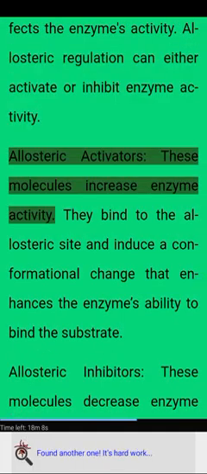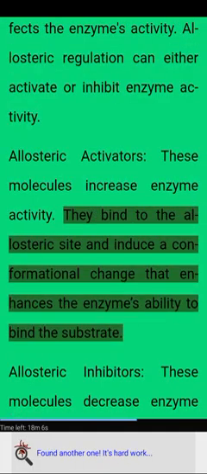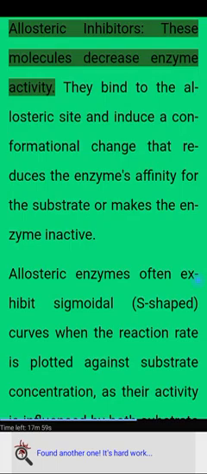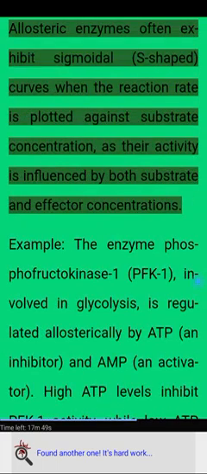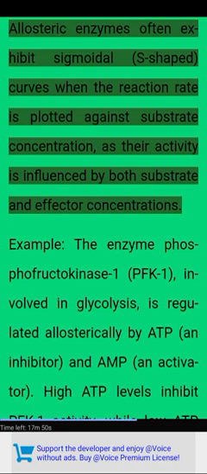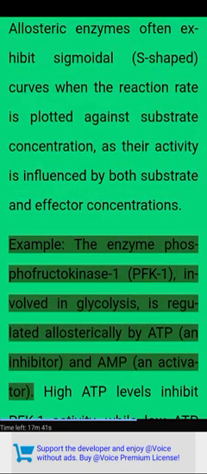Allosteric activators. These molecules increase enzyme activity. They bind to the allosteric site and induce a conformational change that enhances the enzyme's ability to bind the substrate. Allosteric inhibitors. These molecules decrease enzyme activity. They bind to the allosteric site and induce a conformational change that reduces the enzyme's affinity for the substrate or makes the enzyme inactive. Allosteric enzymes often exhibit sigmoidal, S-shaped curves when the reaction rate is plotted against substrate concentration, as their activity is influenced by both substrate and effector concentrations.